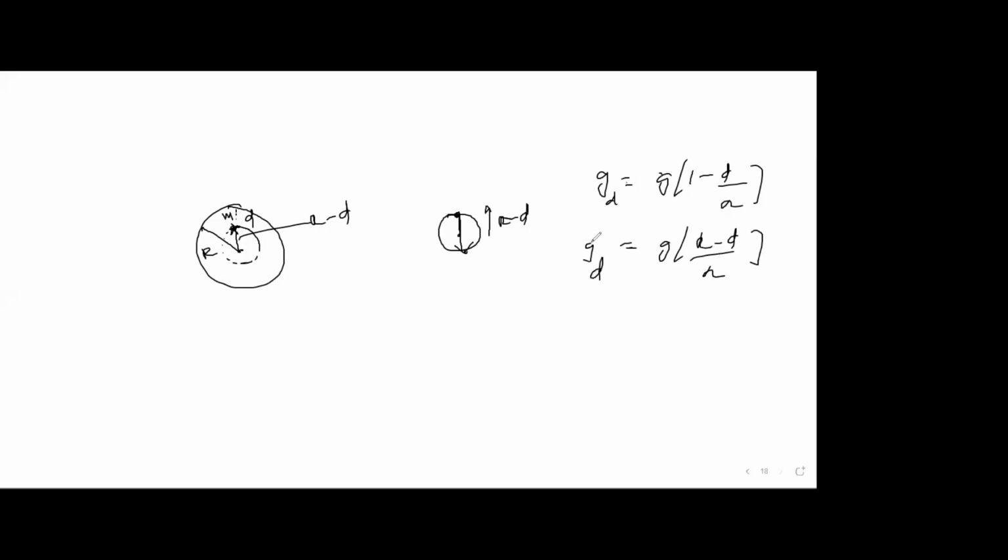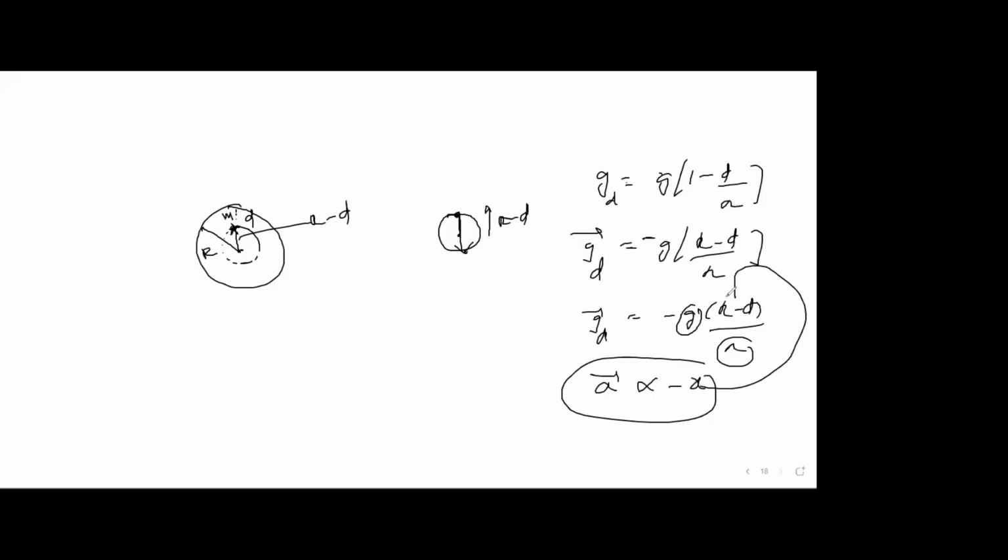This is g_d. In vector form, if you write it now, it is directed towards the center of the earth, so minus g into (R minus d) by R. This g on the surface of the earth is constant, and the radius of the earth is constant. This value is g_d, so acceleration is proportional to minus x. And what is x here? R minus d.